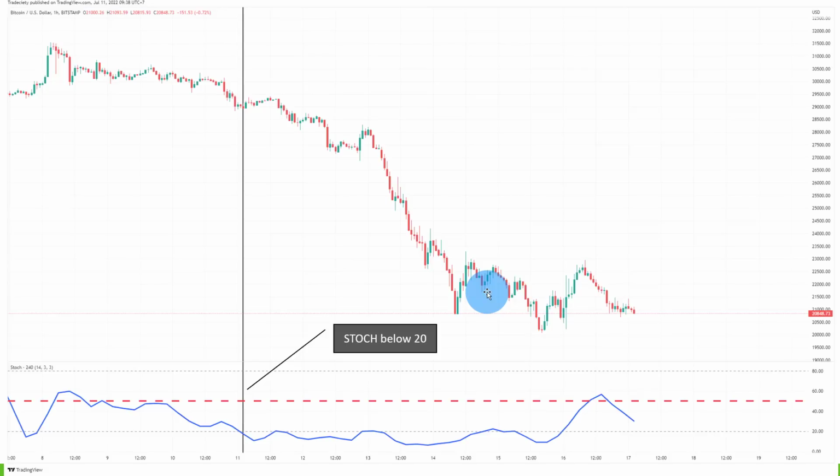Then it's really time to overthink that, and you may miss a lot of great trading opportunities because the stochastic is designed exactly for the opposite. So explore that and you will see the beauty of that.